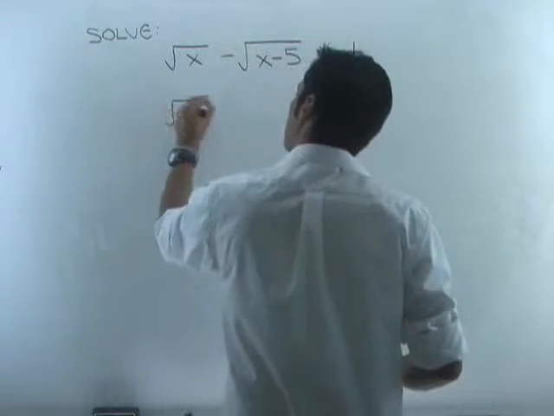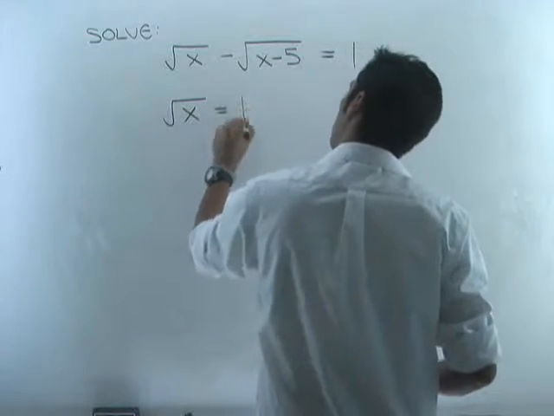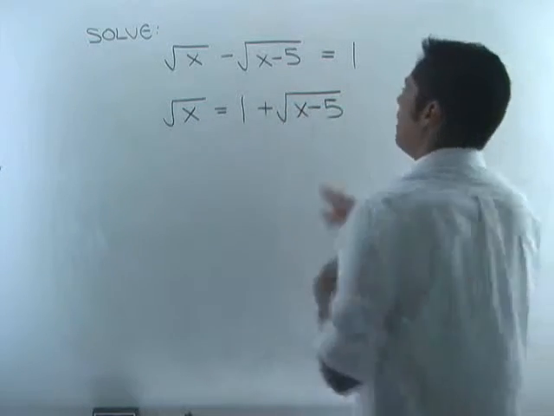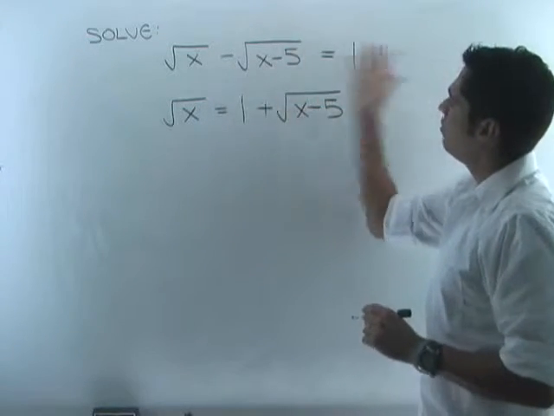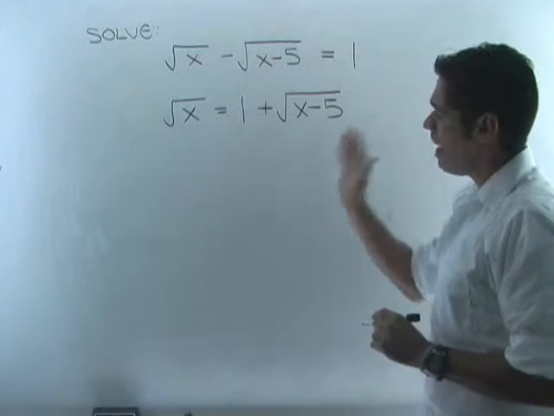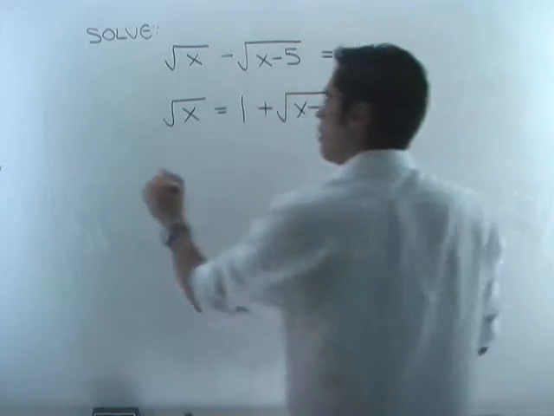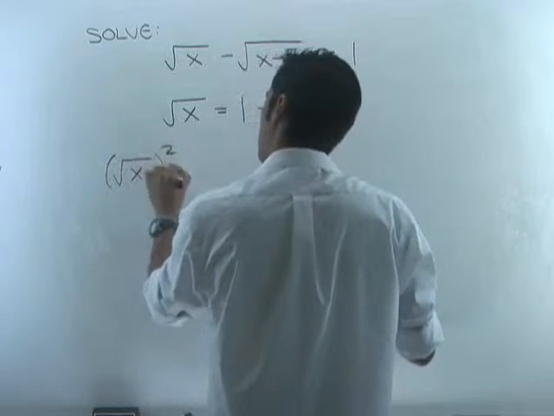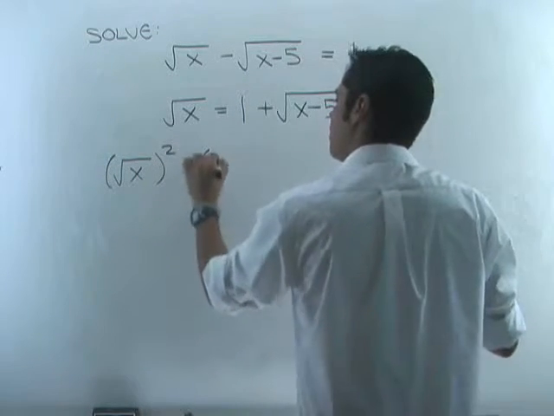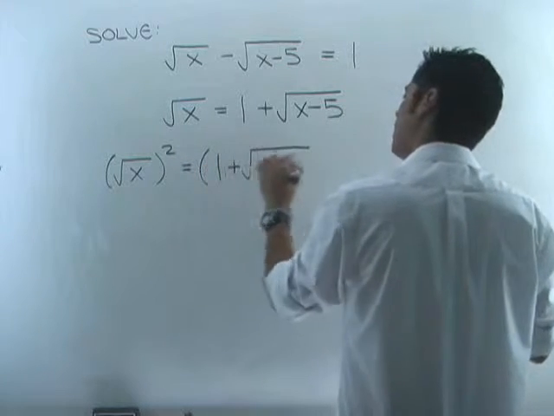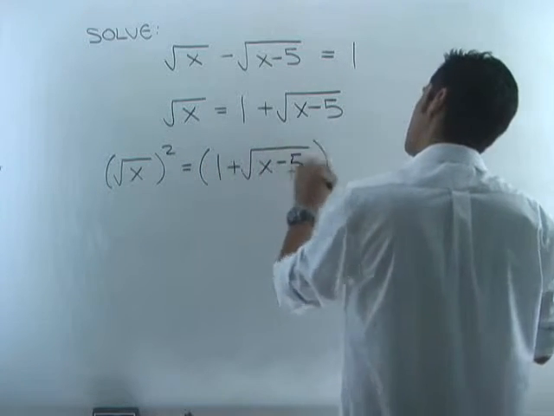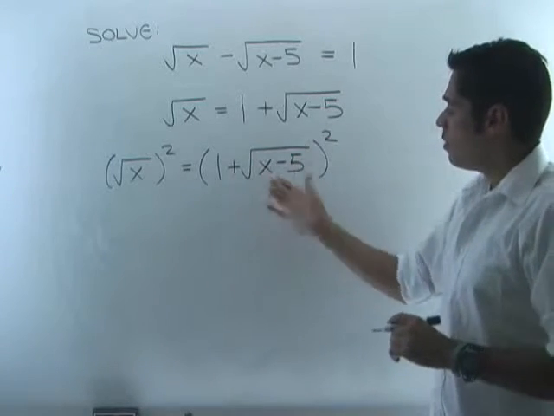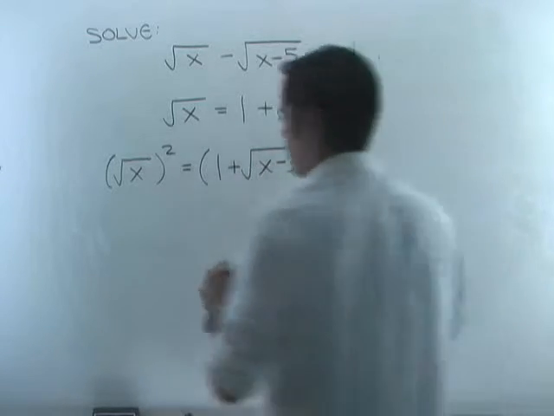So I have square root of x equals 1 plus the square root of x minus 5. And I did that by adding square root of x minus 5 to both sides of the equation. Now we can square both sides. When we square the left side, we just get this. But this is the kind of tricky part. When you square the right-hand side, you have to square the entire thing. So you can't just square each one. You're actually going to have to expand this out. Let me show you how that works.